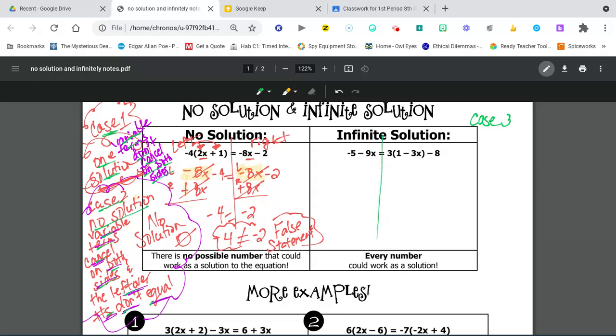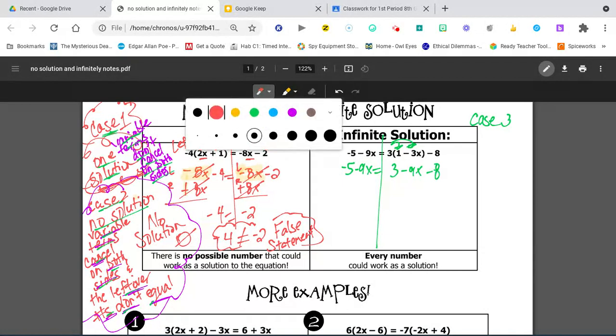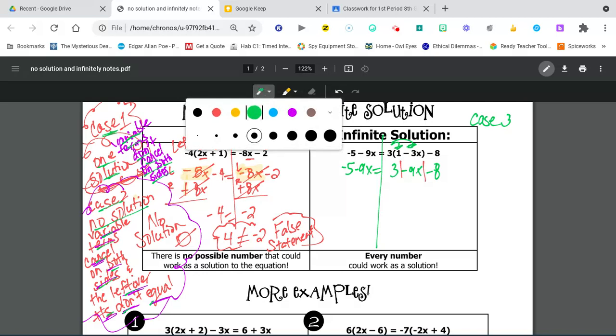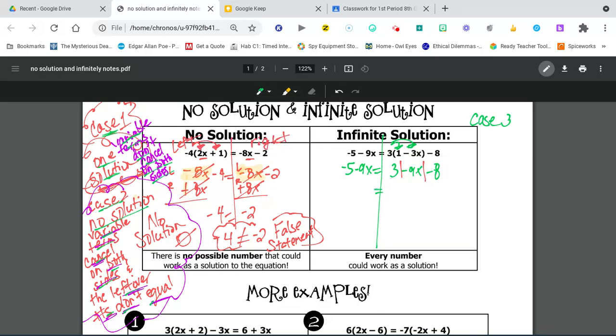Let's see what happens. All right, I'm going to bring this down. I can't make it any shorter by combining any like terms. I'm going to use the distributive property, so that's 3 times... here, that's negative 9x, and bring down the negative 8. On this side, I'm going to combine like terms. So that's going to end up being negative 5 minus 9x. And I bring down negative 5 minus 9x.